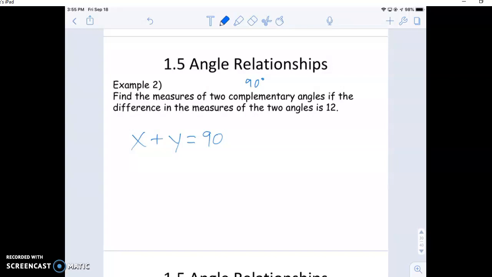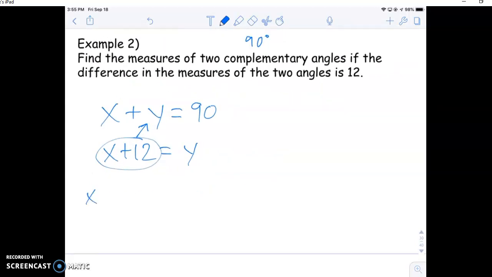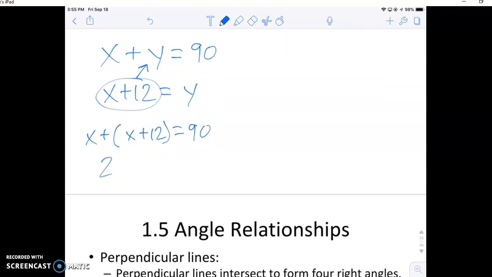And then it says the difference of the two angles is 12. So I could go x plus 12 equals y. The difference is 12, so if we added 12 to x, that would equal y. Then we have a system, and we just have to solve. Remember how to do this? We can do substitution. Since we know y is equal to x plus 12, we can plug that in for y. So we sub that in for y. Combined, we get 2x plus 12 equals 90.